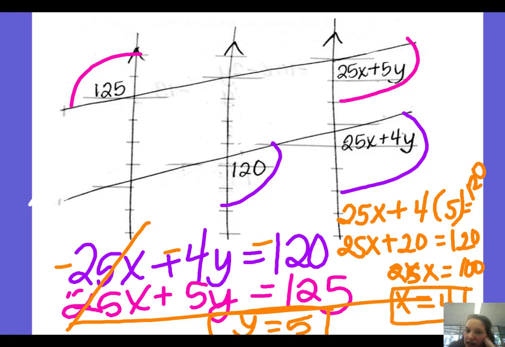So y is 5, x is 4, and you can double check that. 25 times 4 is 100. 100 plus 5 times 5, 100 plus 25 is 125, so that checks out. And then 25 times 4 is 100, plus 4 times 5 is 20, which is 120. So it works out. X is 4, y is 5. So we matched up our angles based on those special relationships, set up a system of equations, and solved.